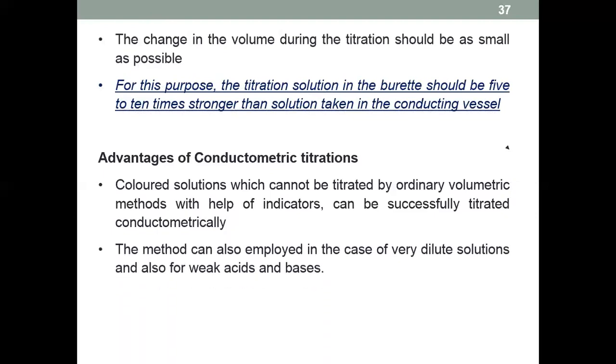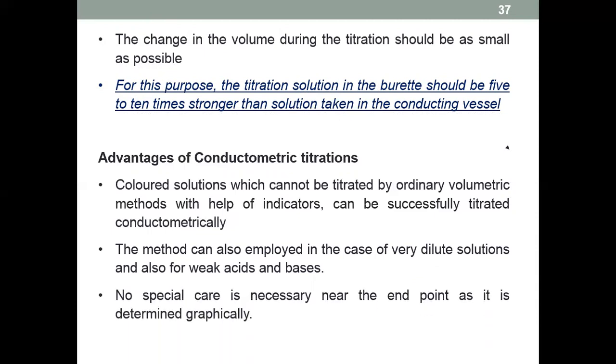Also, very dilute solutions and weak acids and weak bases can be titrated, because their conductance profiles can easily be monitored. Thirdly, no special care is needed for the endpoint, whether you add 1 ml extra or 2 ml extra, because in the end you are obtaining your equivalence point just by the intersection of those two lines using the graph, right? So it doesn't really matter how much you add, even though you may not want to add 50 ml at a time, you will do 1 or 2 ml at a time, but still no special care is taken near the endpoint. So these are a couple of advantages of conductometric titrations.